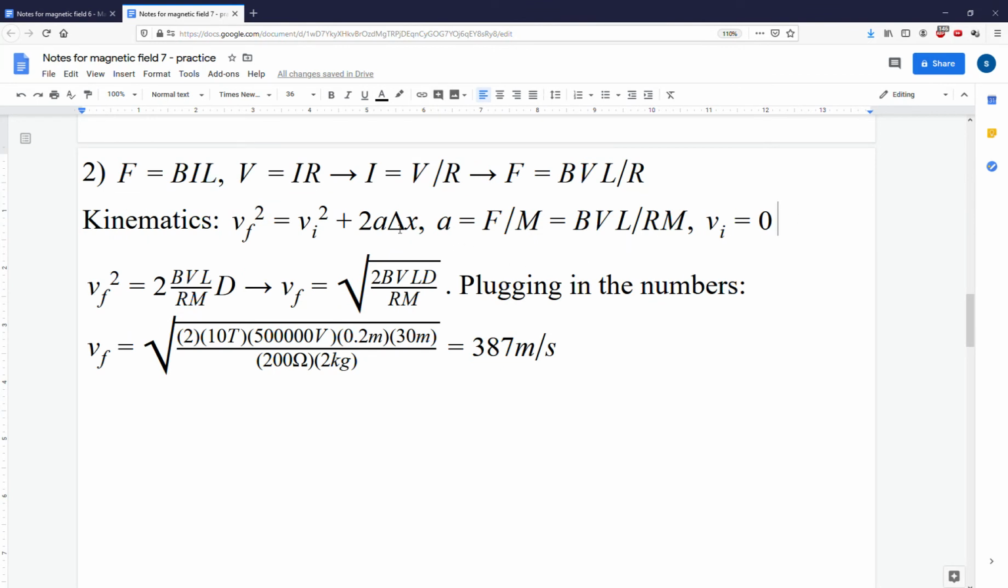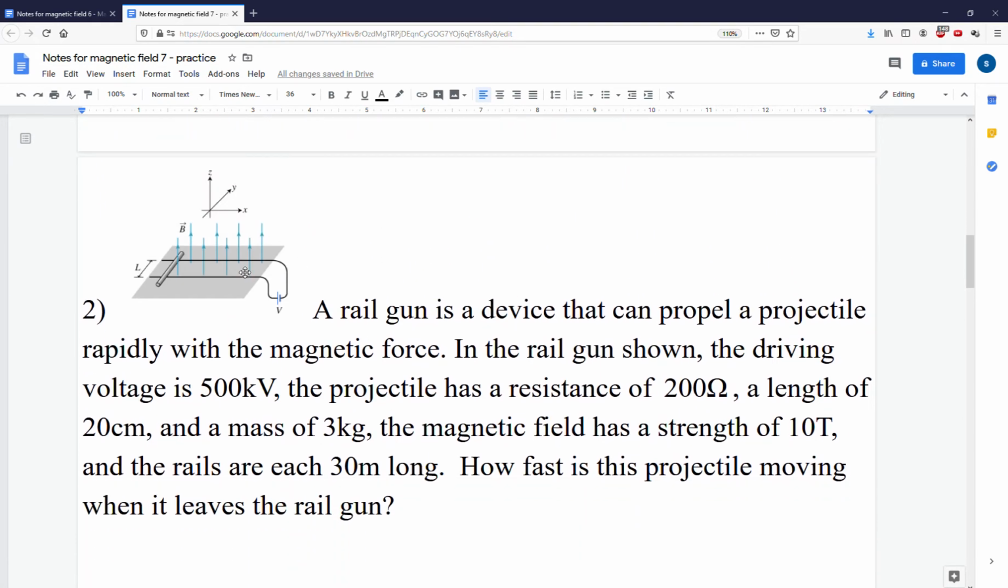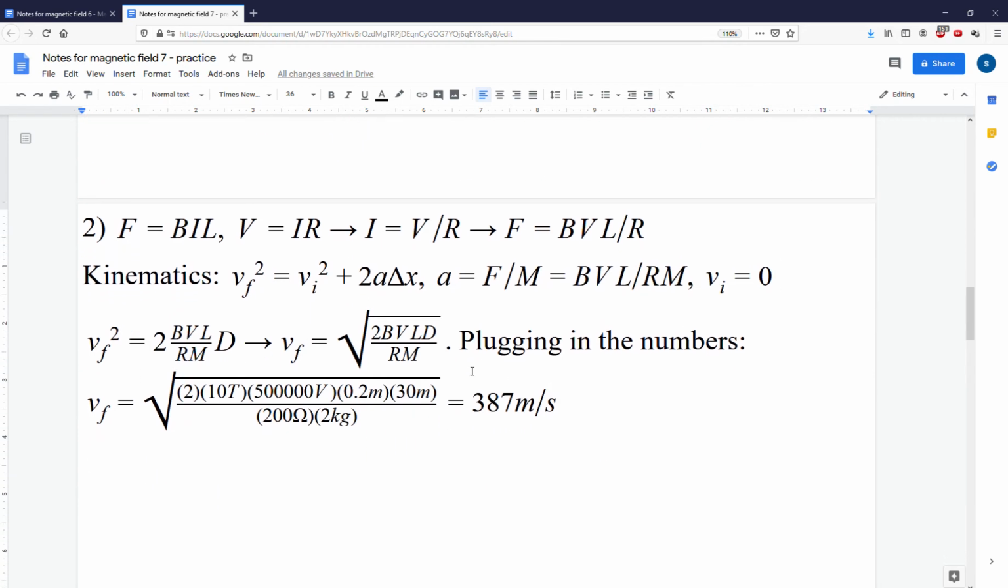In the kinematic formula, delta x is the distance over which the projectile is accelerated. So it should be this distance right here, which was the 30 meters. Now, ultimately, we are multiplying them together, so if we mix them up, it wouldn't be the end of the world, but it is something that we should watch out for.